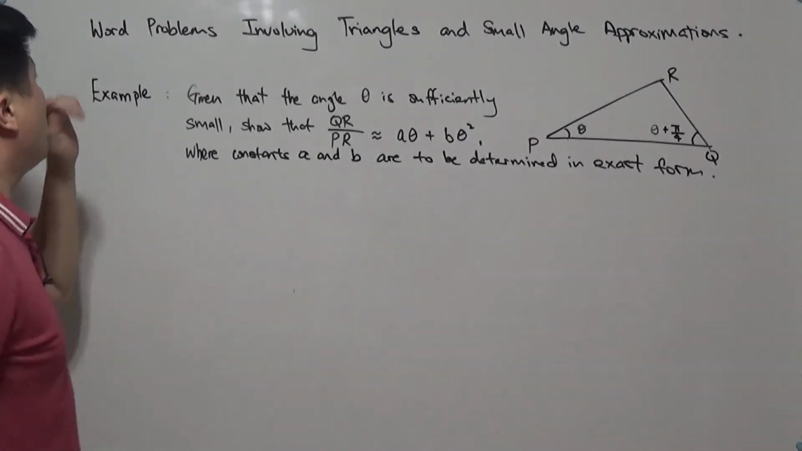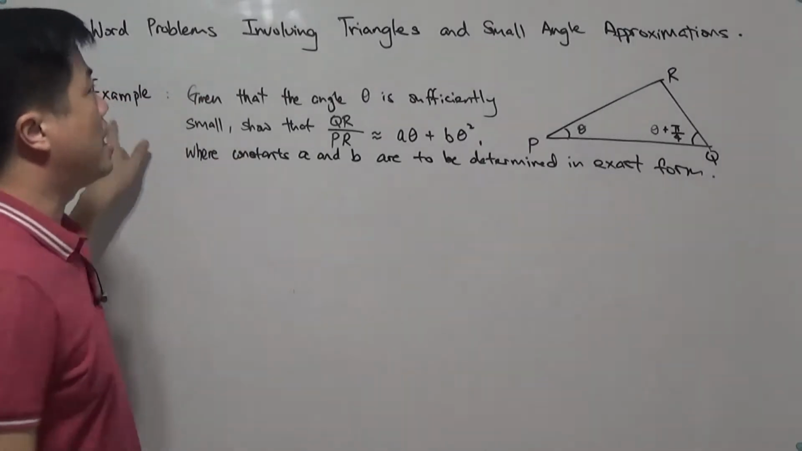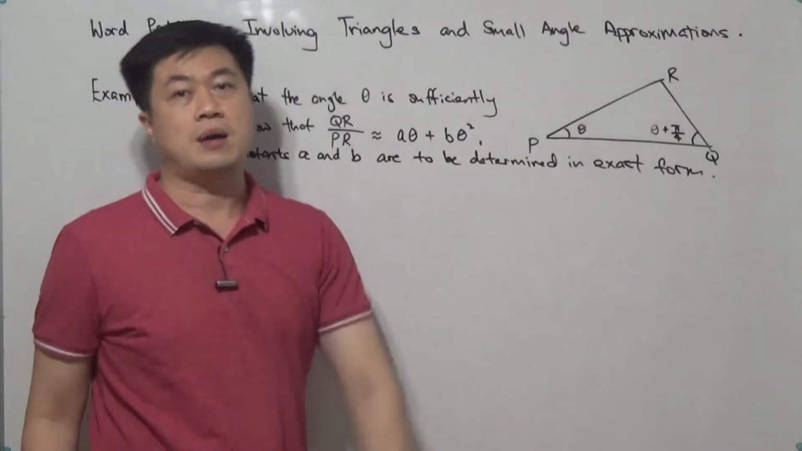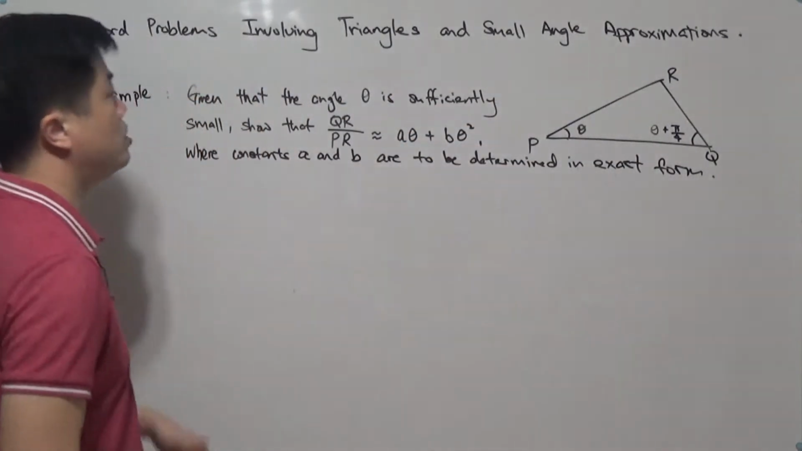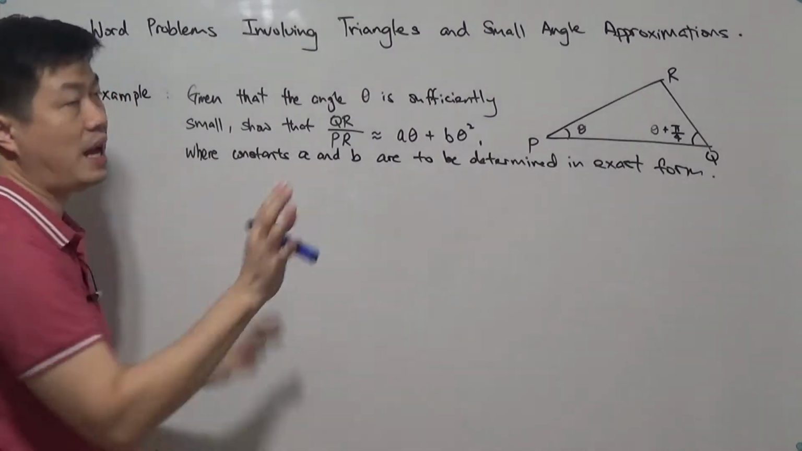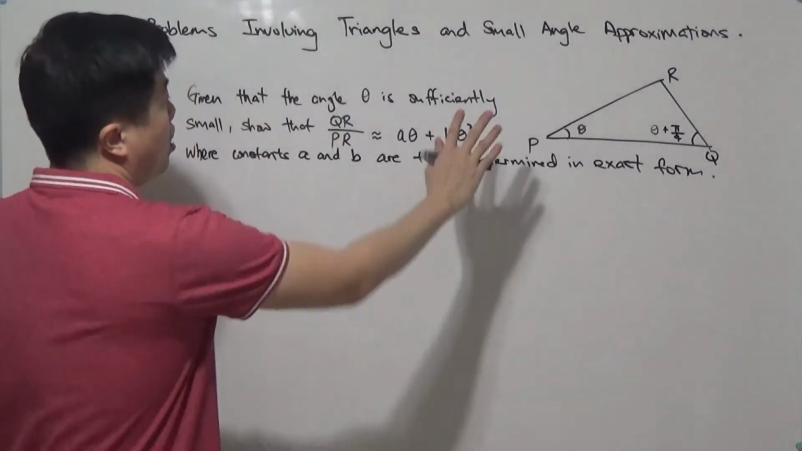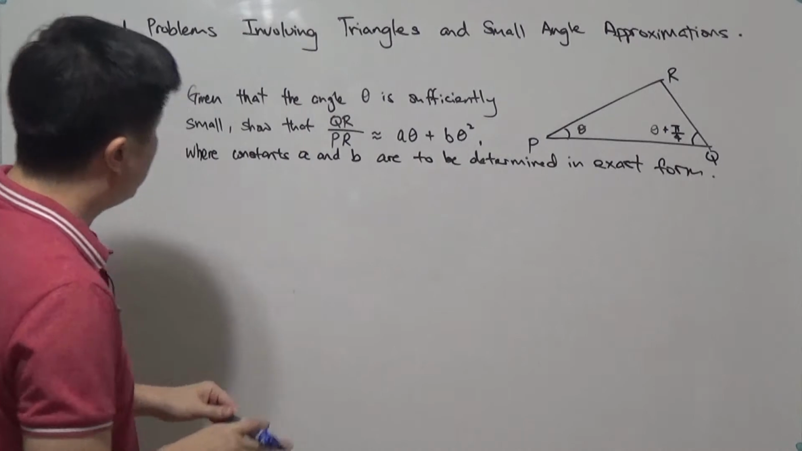Okay, we'll be doing a word problem with a specific example that involves triangles and small angle approximation. In the previous lesson, we talked about the steps, and here we're going to apply those 3 steps in solving this question. So let's take a look at the question first.